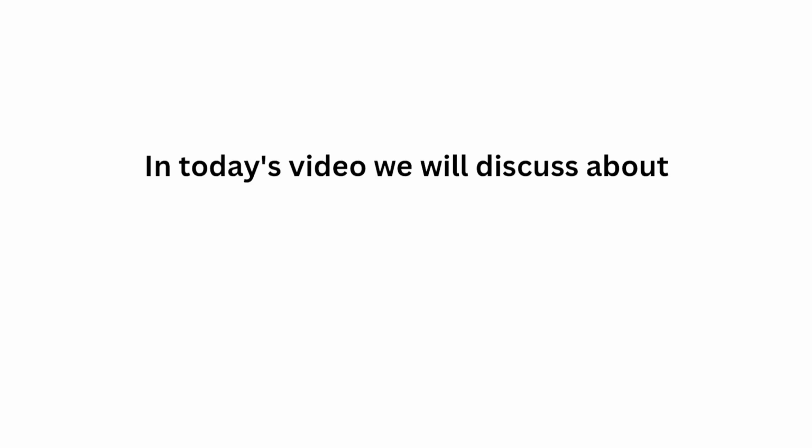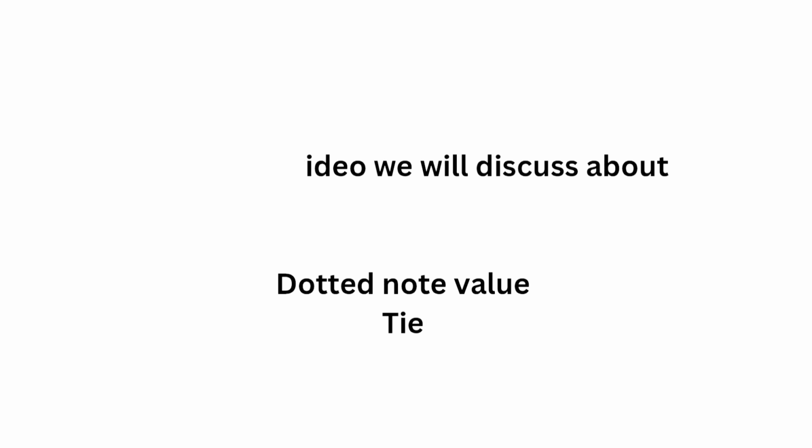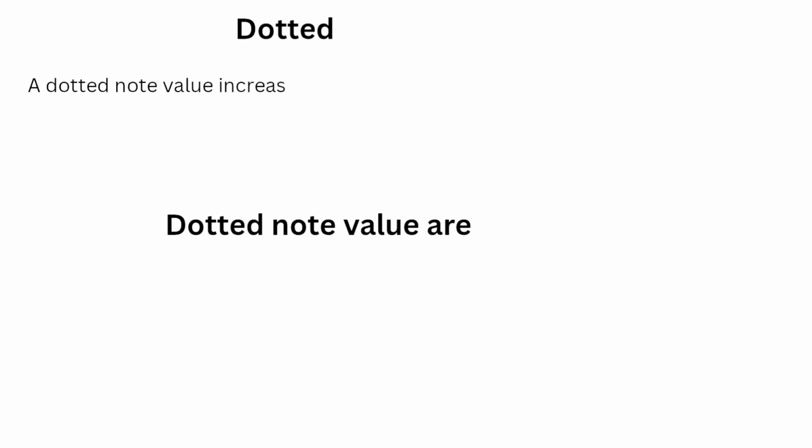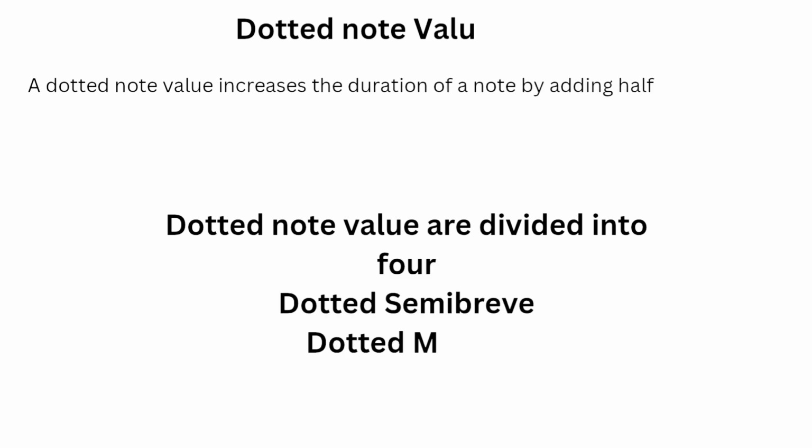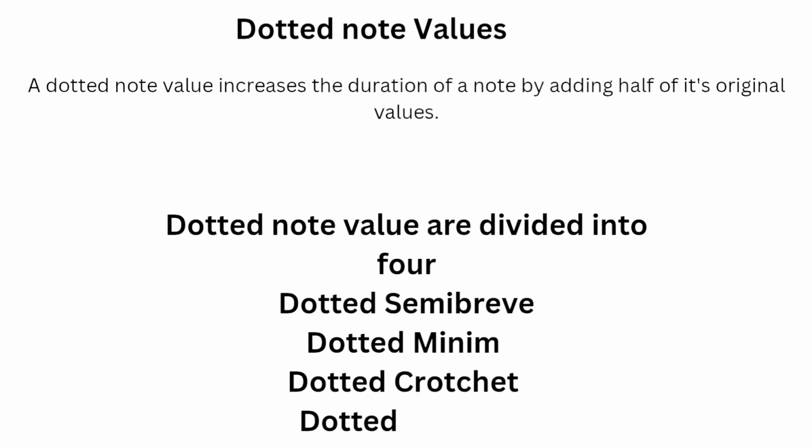In today's video, we will discuss dotted note values and tie. What is a dotted note value? A dotted note value increases the duration of a note by adding half of its original value. Dotted note values are divided into four: dotted semibreve, dotted minim, dotted crotchet and dotted quaver.